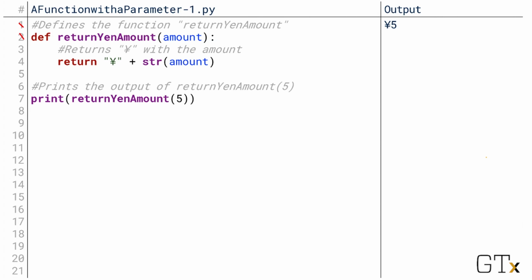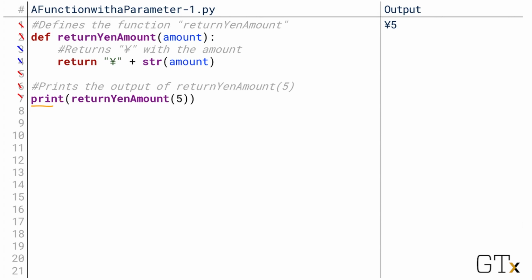Amount is what we call a parameter of this function. It's like creating a variable specifically for this function. Inside the function body, we can refer to amount as a variable. The value for this variable is the argument passed into the function when it's called. So as this code runs, it initially skips lines 3 and 4 because they're inside the function body, and then it gets to line 7.